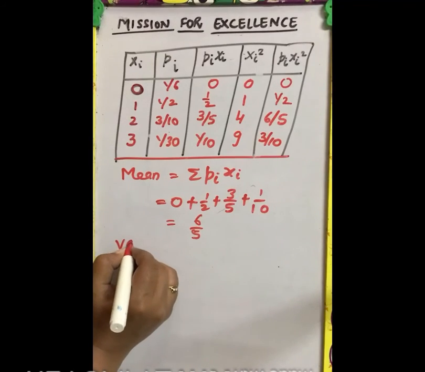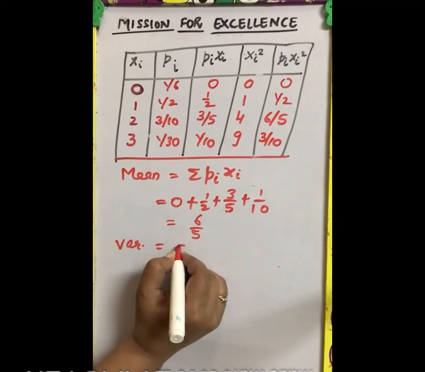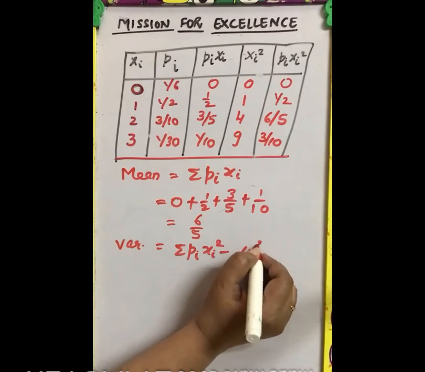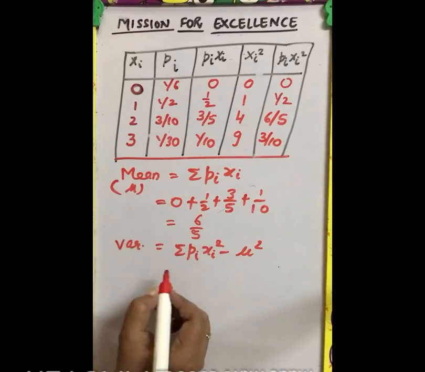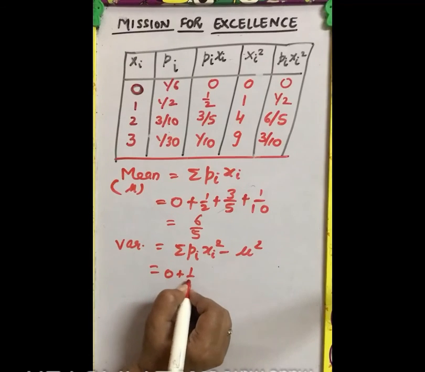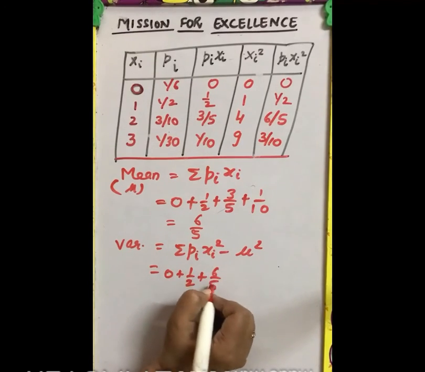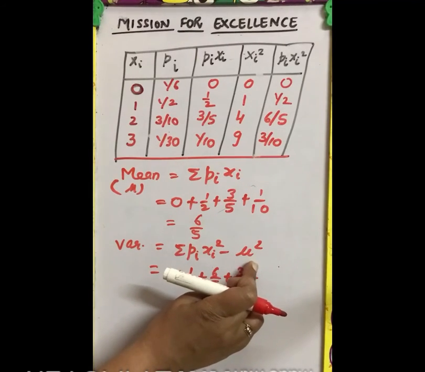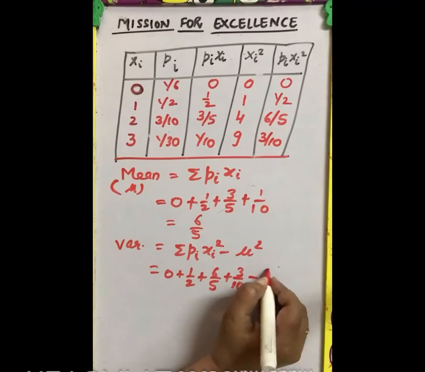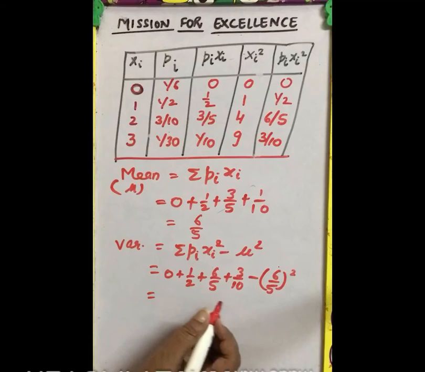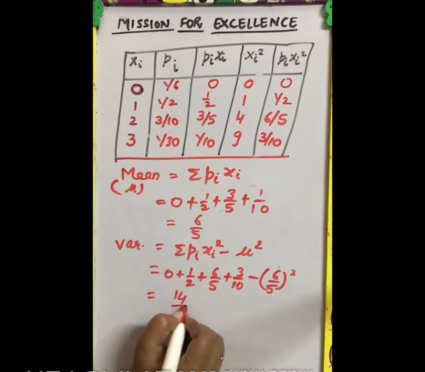And now let us calculate variance. Variance is summation pi xi square minus mean square. This is mean. So take the sum of all these values: 0, 1 by 2, 6 by 5, 3 by 10 minus mean square. Mean is 6 by 5. So we take here 6 by 5 square. So calculating these, we get 14 by 25. So this is the variance.